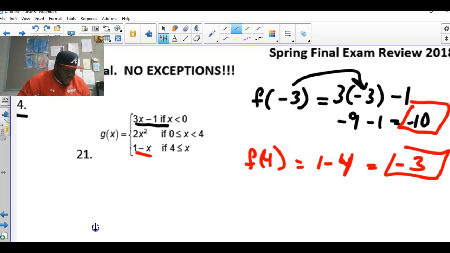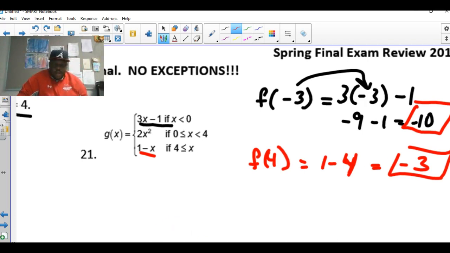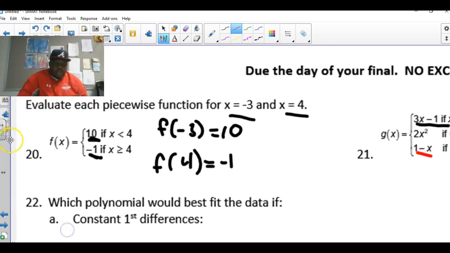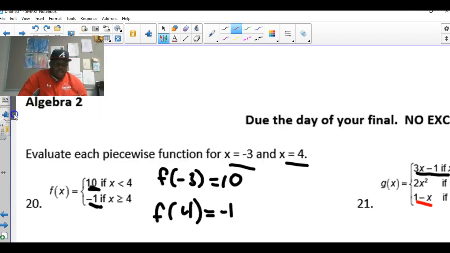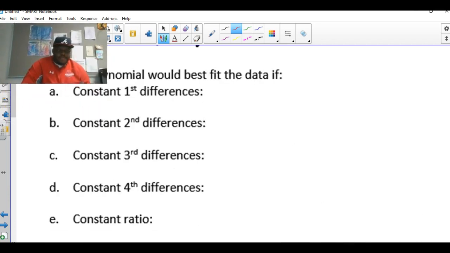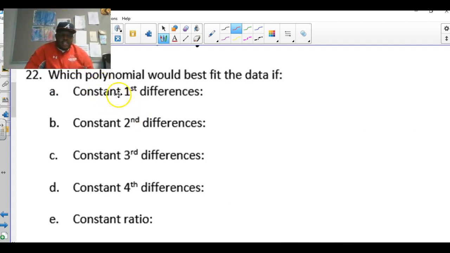Now, let's go ahead and look at number 22. And this should be pretty familiar because we just took a test over similar things right here. Whoa, that's some glitching. All right. So now, which polynomial would best fit the data if, got to read the directions, a constant first difference, guys. Remember, that is linear.